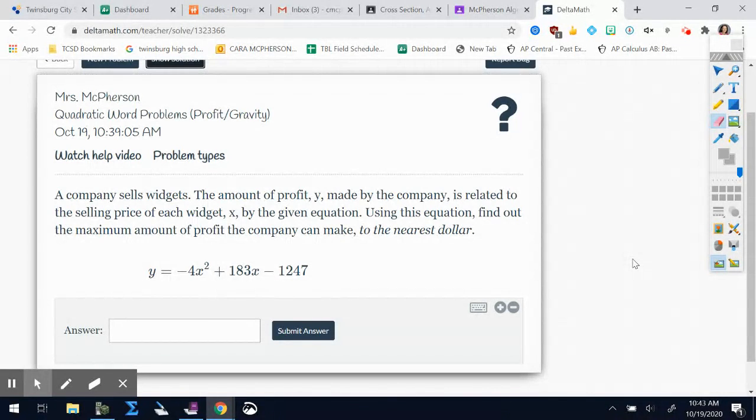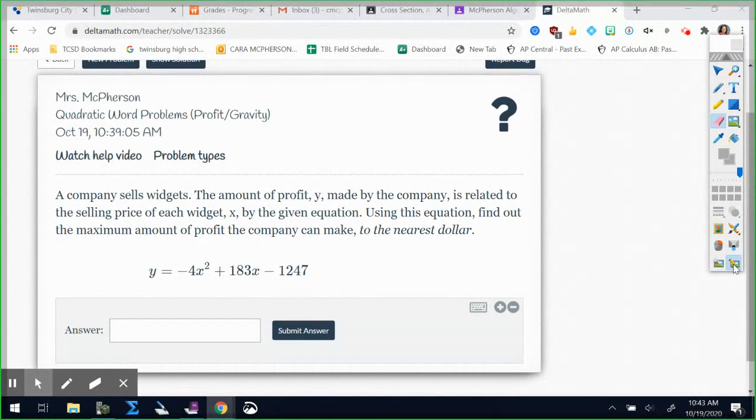So they give you an equation where y is the profit and x is the selling price of whatever object you're selling. They call it widgets just to be really generic. And we're going to use this equation to figure out the maximum profit the company can make to the nearest dollar. So what you want to think about is the idea that anytime you look at the graph of these, you're looking at a parabola.